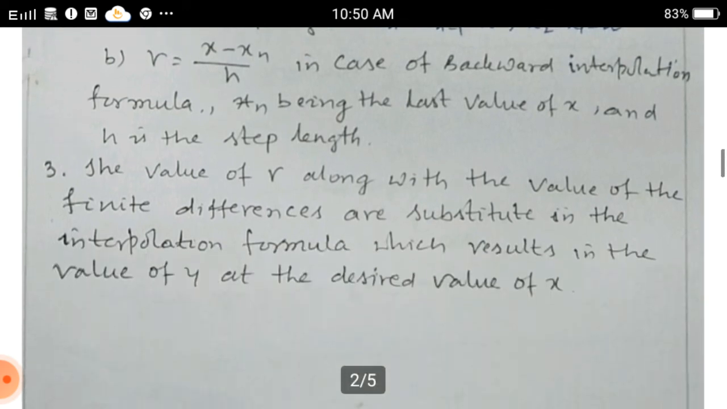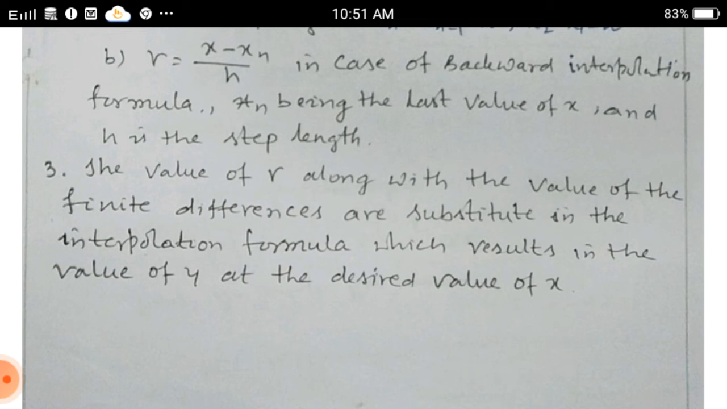Third step, the values of h along with the values of the finite differences are substituted. Already we know, we construct the table and identify the forward differences. The finite differences are substituted in the interpolation formula, which results in the value of y at the desired value of x. You remember, in the difference table, in every column, the first entry is in all differences. So in the y column, y0 is the leading entry.